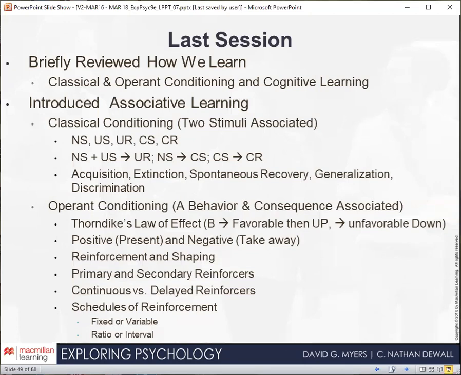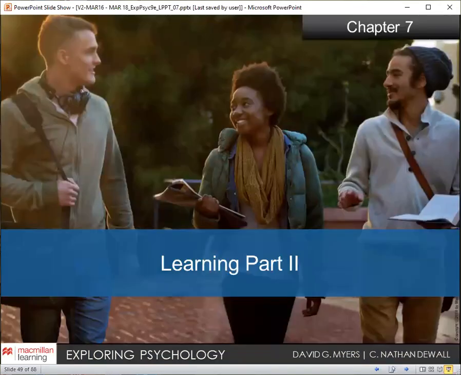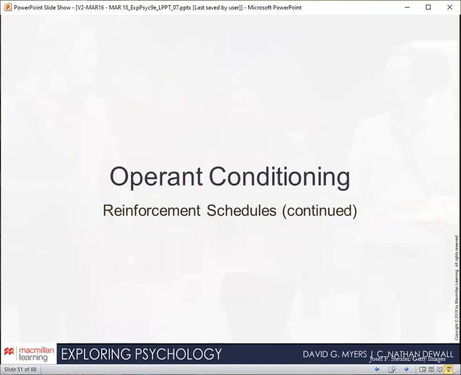With delayed or intermittent reinforcers, we don't know when the reinforcer truly stops, okay? And that led us to schedules of reinforcement where we left off during the last class. So we'll pick it up there. So this is learning part 2. And we start off by looking at reinforcement schedules.